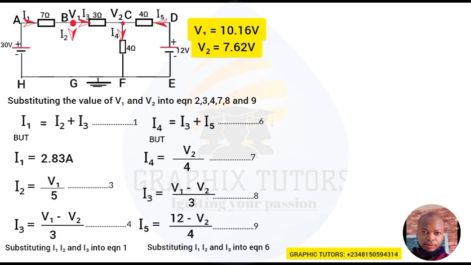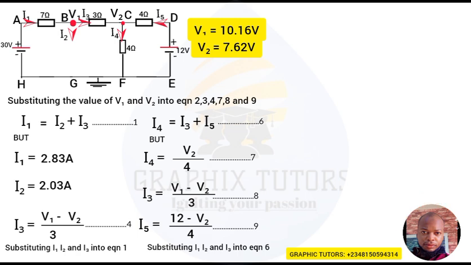Now substitute your V1 equals 10.16 into equation 3 also. My equation 3 is telling me I2 is equal to V1 over 5. And my V1 is 10.16 divided by 5, you'll be having 2.03 ampere.